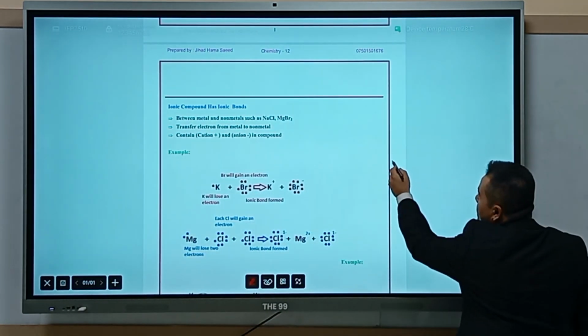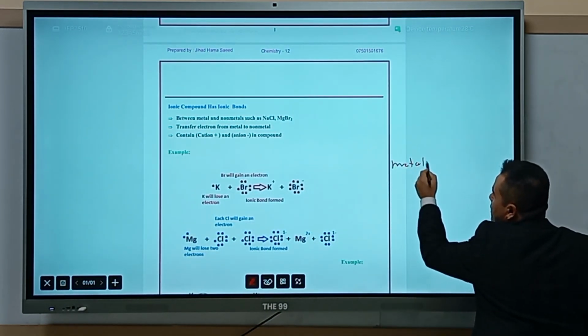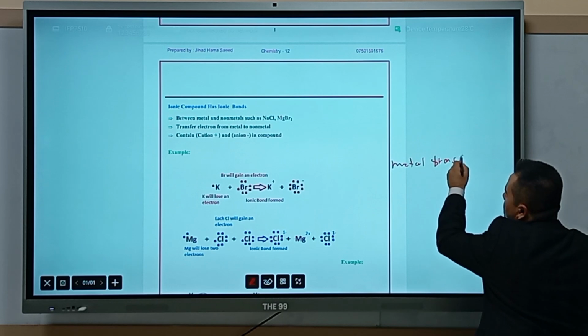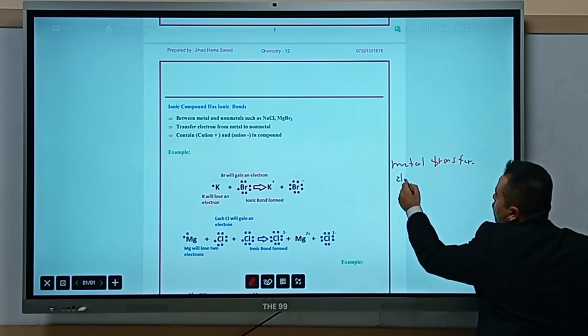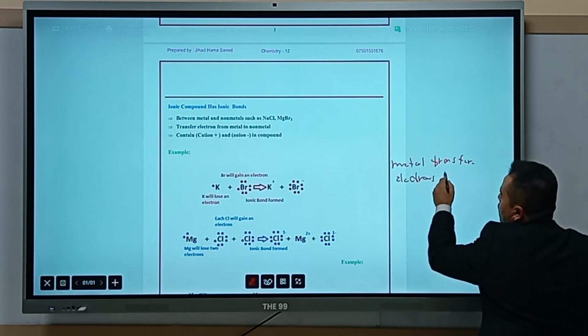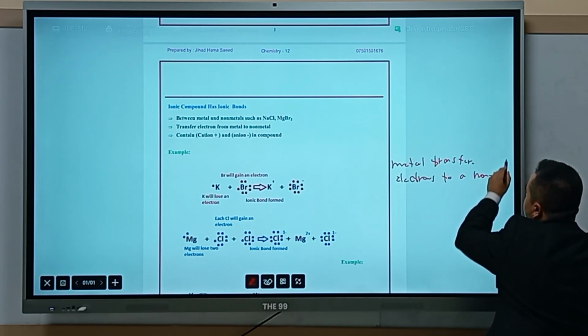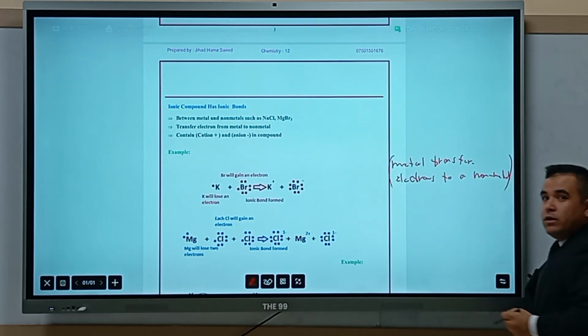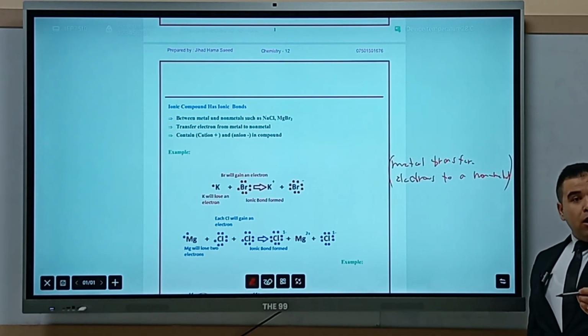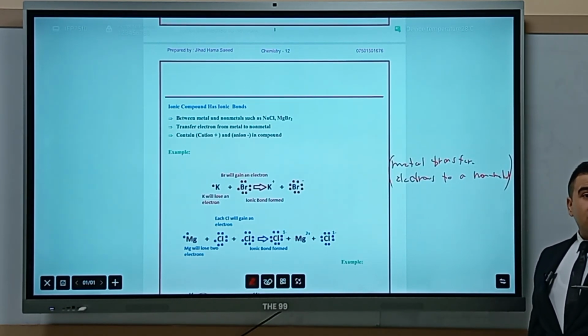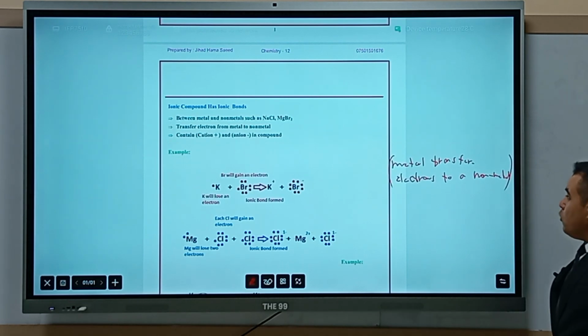So whenever a metal transfers electrons to a non-metal, the type of the compound is an ionic compound, and the type of the bond that results is what we call an ionic bond.